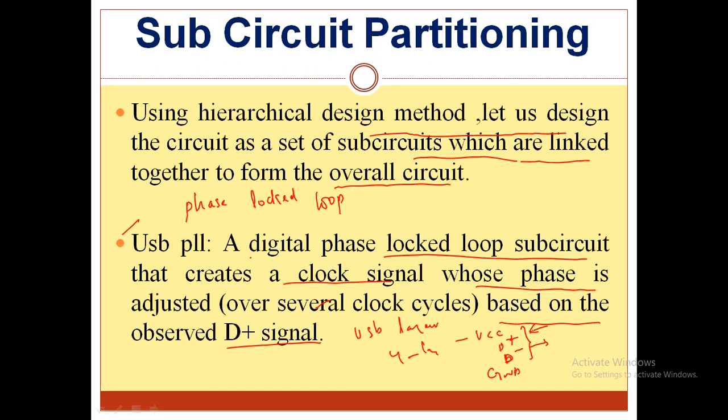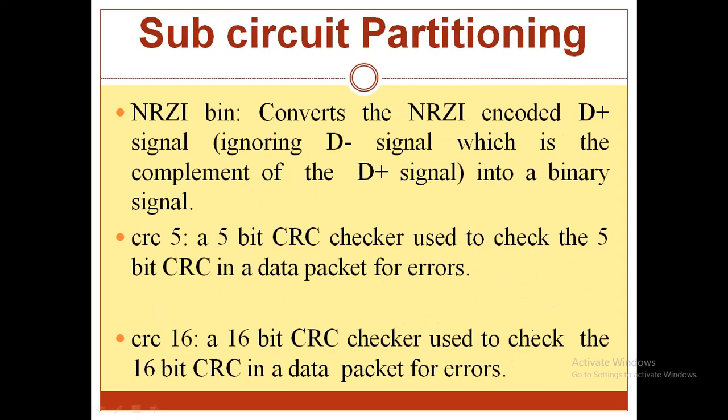That point is enough for remembering the USB PLL point. Coming to the NRZI, non-return to zero inverted. It converts the NRZI encoded D plus signal into a binary system. That means if you want to perform operations on the receiver side, we are sending the encoded data from the transmitter side.